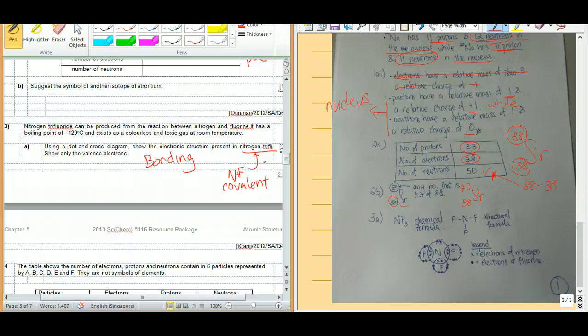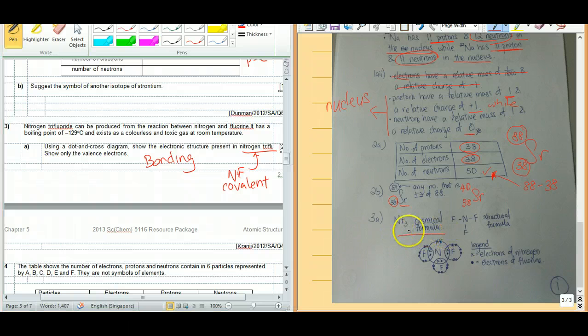So next up, in order for us to draw the dot and cross, in simple terms, I always tell my class to write the chemical formula first. How do you get the chemical formula? It's actually by looking at the special number. So nitrogen has a special number of 3, and fluorine has a special number of 1. So what you need to do is do the crisscross method, and you'll realize the formula is NF3.